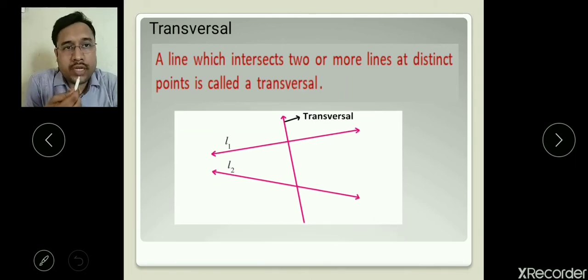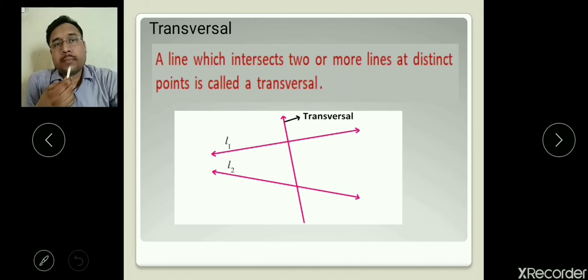Here you can see that line 1 and line 2 are not parallel. So it is not necessary that the lines intersected by the transversal are parallel. It can intersect non-parallel lines also. This transversal is intersecting line 1 and line 2.